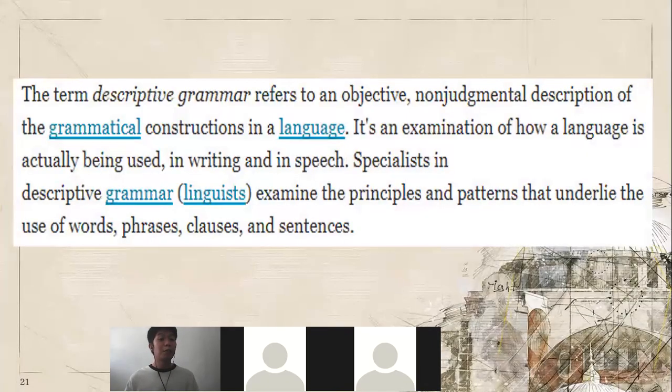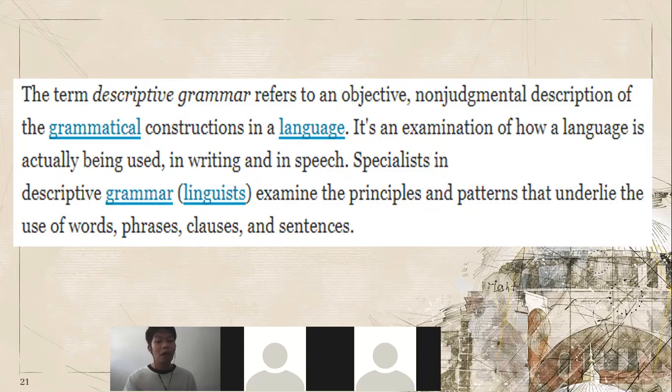We also have the term descriptive grammar. It refers to an objective, non-judgmental description of the grammatical constructions in a language. It's an examination of how a language is actually being used in writing and in speech. Specialists in descriptive grammar, or linguists, examine the principles and patterns that underlie the use of words, phrases, clauses, and sentences.